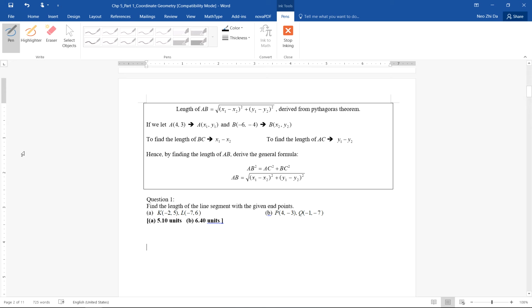I would like to touch on coordinate geometry for A Math. Today we are doing A Math coordinate geometry. However, I'd like to recap on the formulas from E Math first.